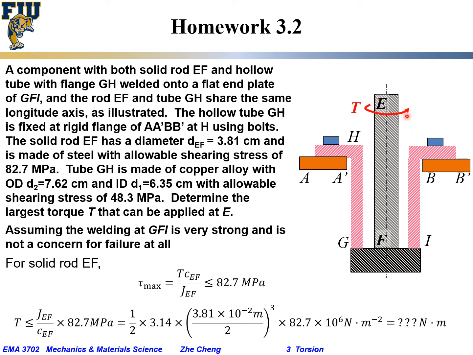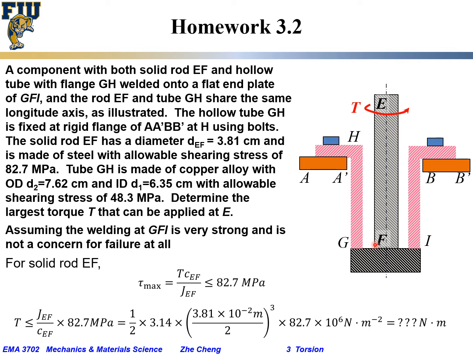So as you apply a torque at E, you can imagine it's going to try to twist the rod. That's one. At the same time, because the rod is welded onto a solid plate, it will also try to rotate the GH tube. Of course, the assumption is that the welding is very strong and is not a concern for failure at all. So to do this, let's look at each of the sections. First, for solid rod EF.